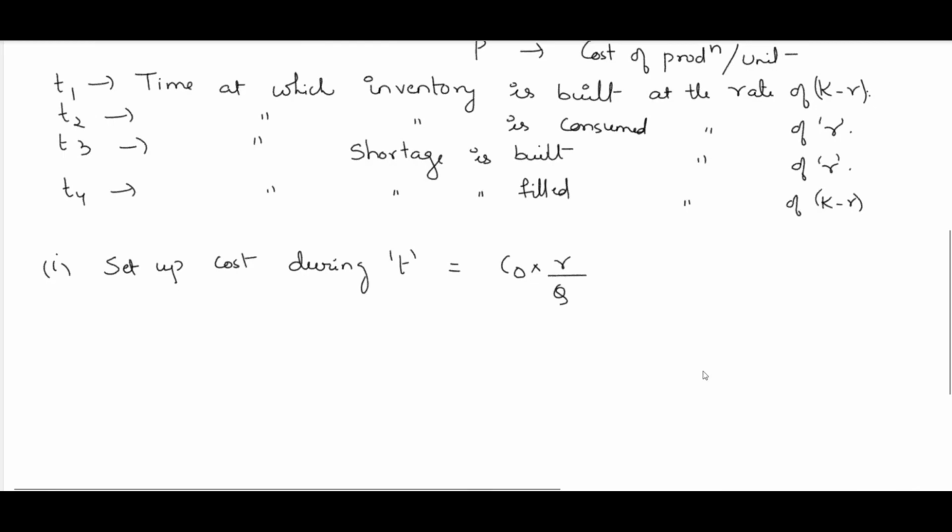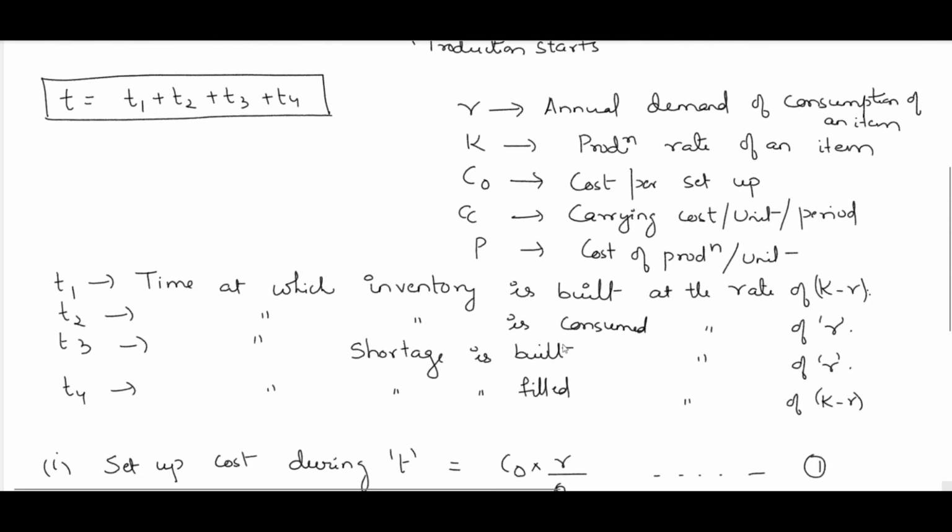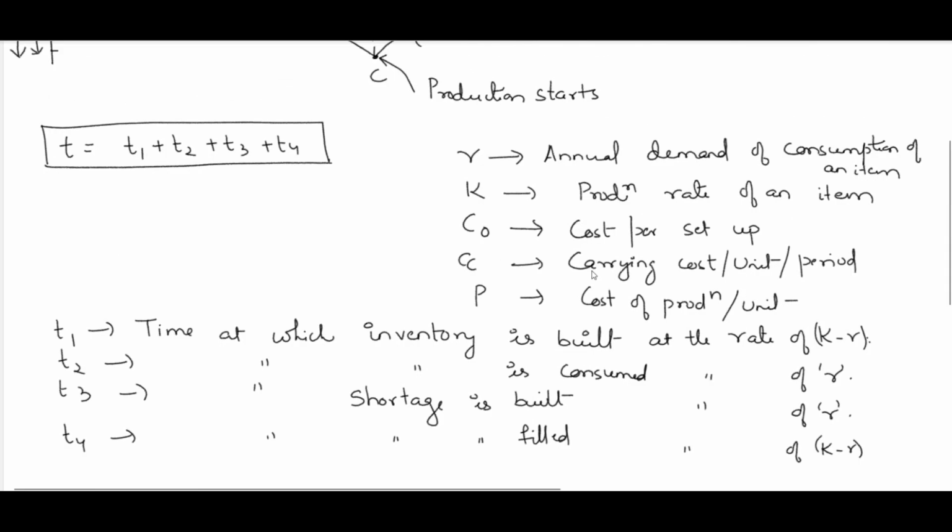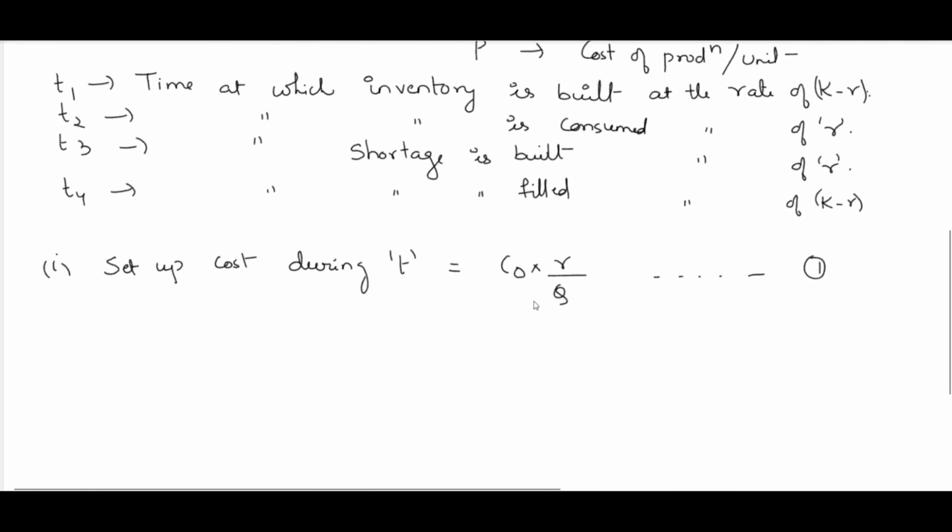R is the annual demand of consumption, and Q is the total quantity manufactured, which gives the number of parts. CO is the cost per setup. For one setup it costs CO, so for R by Q setups the total cost is CO R by Q.